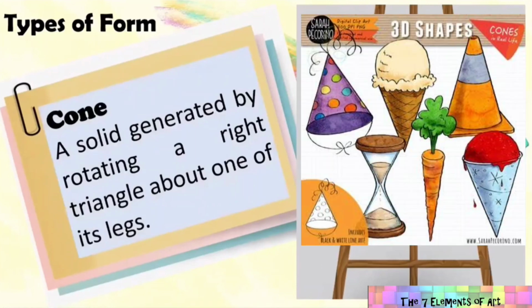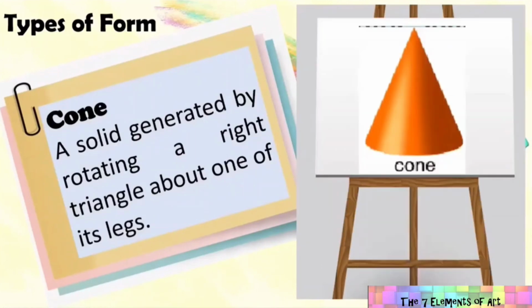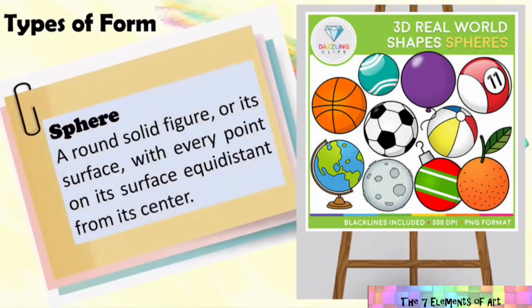Next, cone, a solid generated by rotating a right triangle about one of its legs. Sphere, a round solid figure or its surface with every point on its surface equidistant from its center.